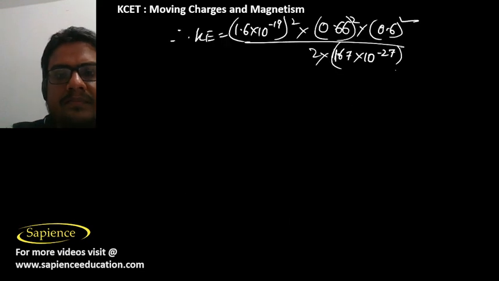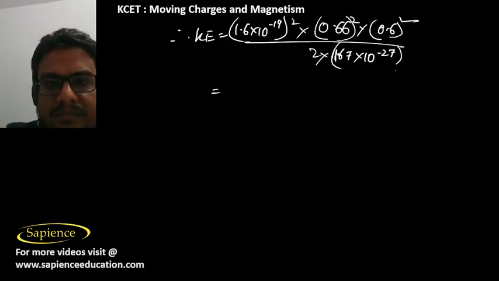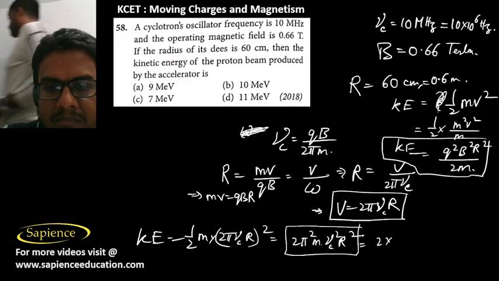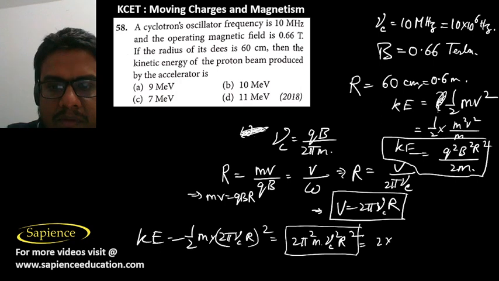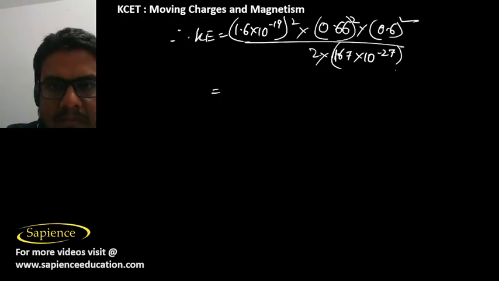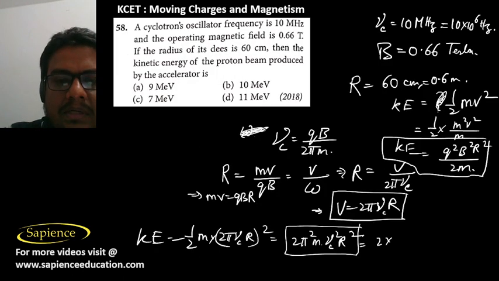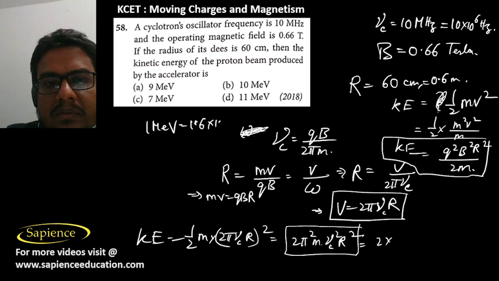Kinetic energy. We can also use mega electron volt, so the answer is asked in mega electron volt. 1 mega electron volt is equal to 1.6 into 10 power minus 19 into 10 power 6 joule, so this is 1.6 into 10 power minus 13 joule.